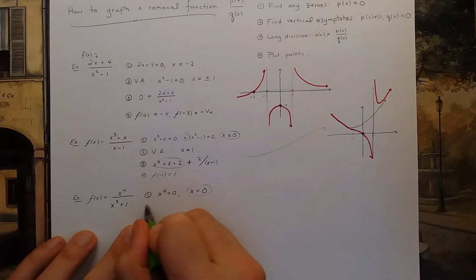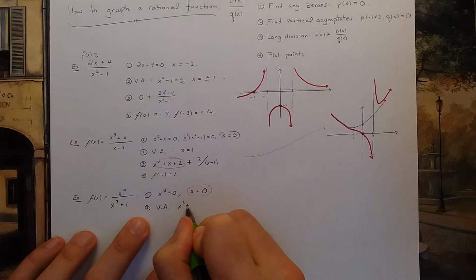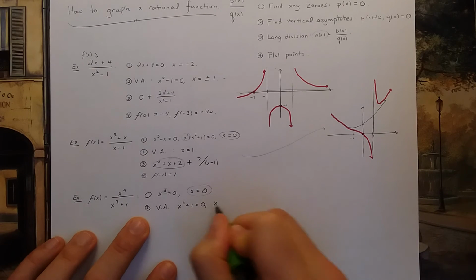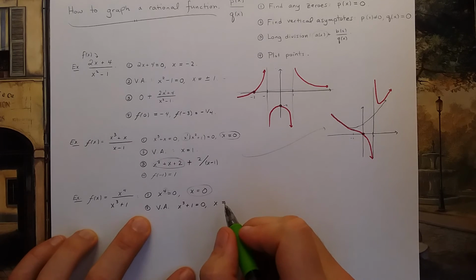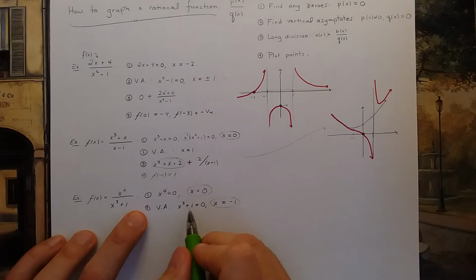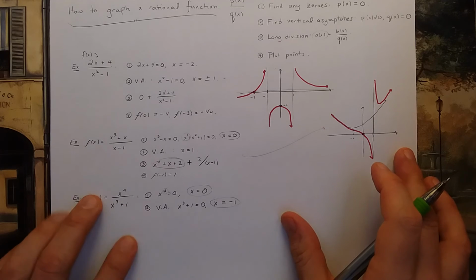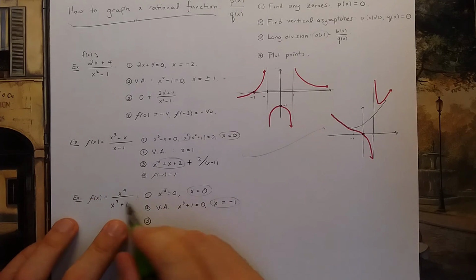Step 2, vertical asymptotes. Well, I want x cubed plus 1 to equal 0. The only way that can happen for a real number x is when x is equal to -1. That's the only real root of this equation, but since we know the fundamental theorem of algebra, there are actually 3 roots. 2 of them just happen to be complex valued.